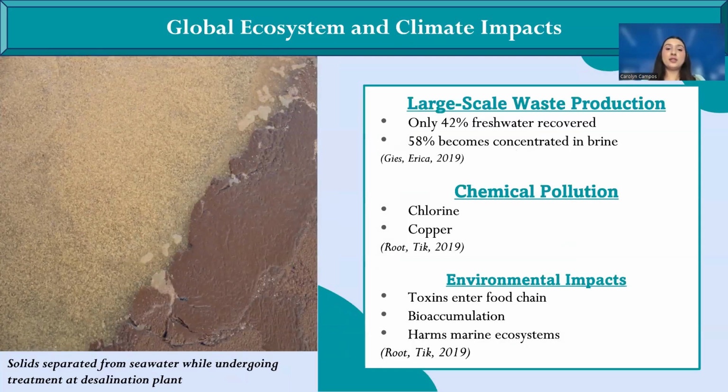For global ecosystem and climate impacts, when processing seawater, only 42% is recovered as fresh water. This leaves behind 58% as a concentrated brine. Chemicals like chlorine and copper are also added to the process for cleaning and maintenance. Chlorine may dissipate quickly, but copper persists and eventually bioaccumulates in the food chain.